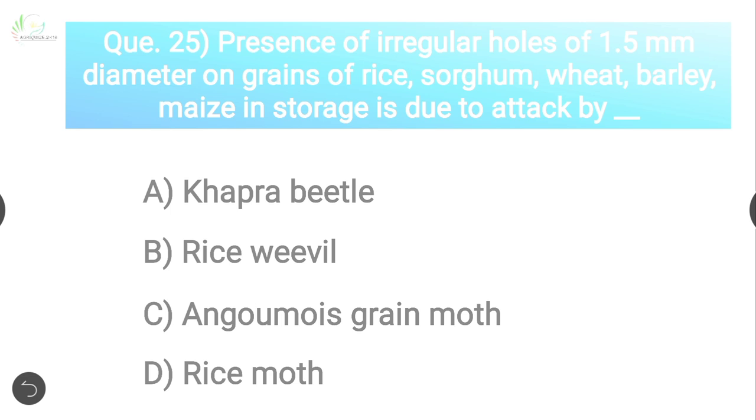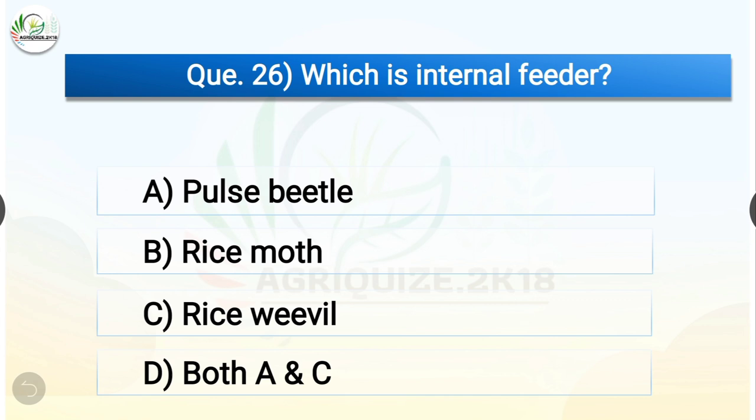Question number 26, which is the internal feeder? The options are pulse beetle, rice moth, rice weevil, or both A and C. The correct answer is option D, both A and C. So both pulse beetle and rice weevil are the internal feeders.